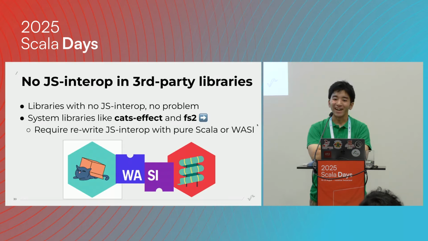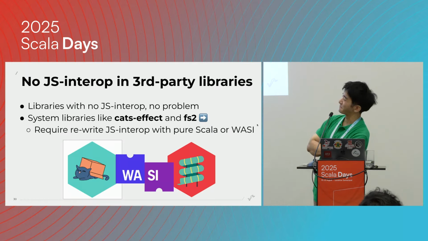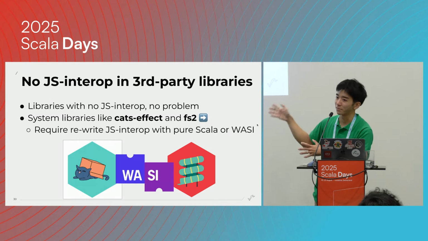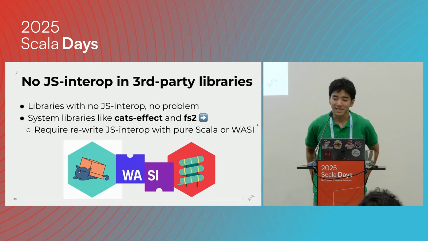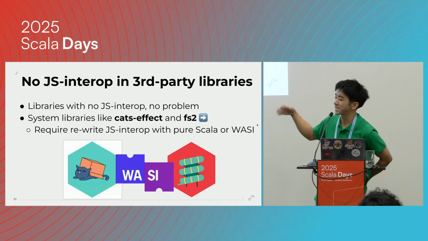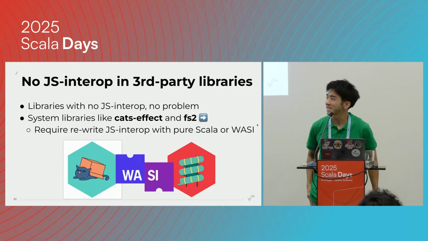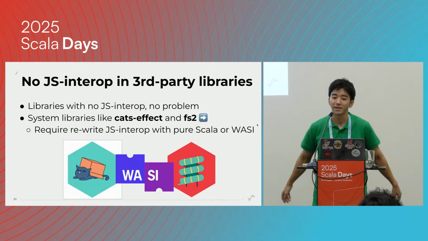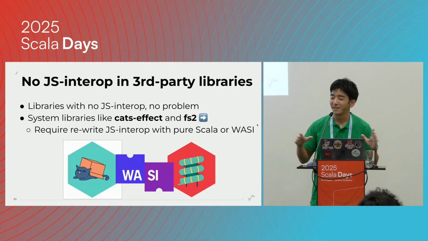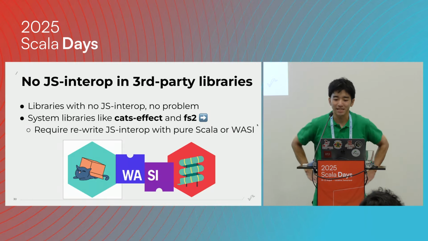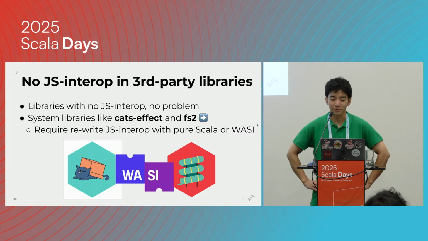And finally, I have to talk about the elephant in the room. JS interop is not available in a server-side environment, and the same goes for third-party libraries. I think system libraries like Cats Effect or FS2 use JS interop a lot, but it is not reusable in a server-side WASM environment, unfortunately. So we have to re-implement that JS interop based on WASI. That's going to be the biggest challenge for the ecosystem.